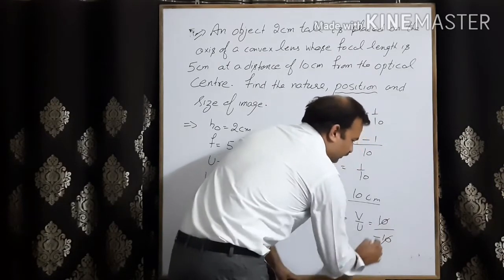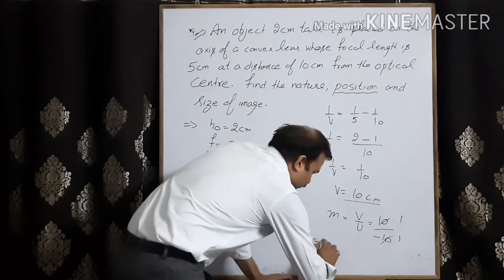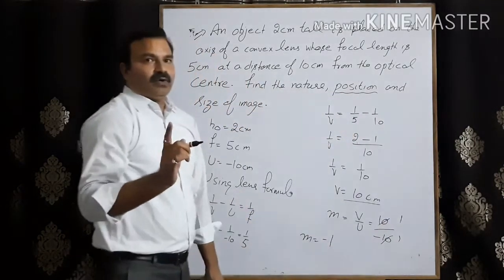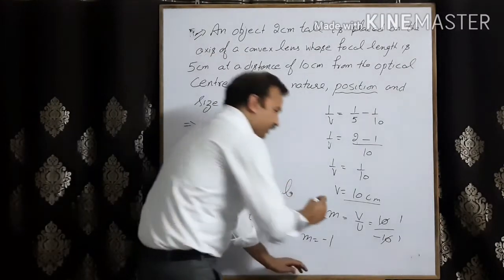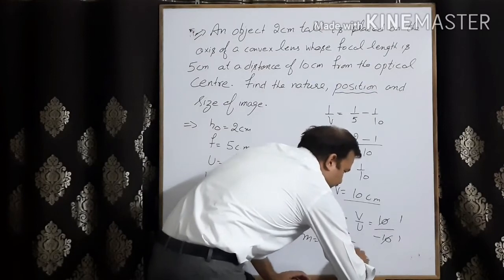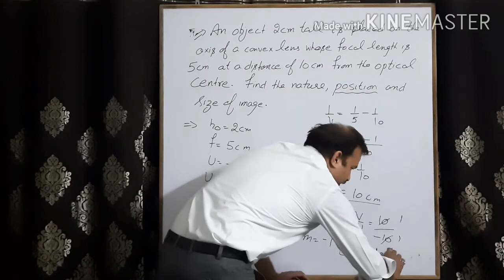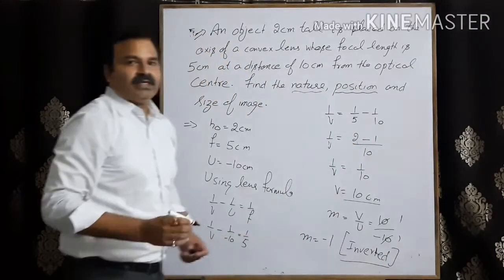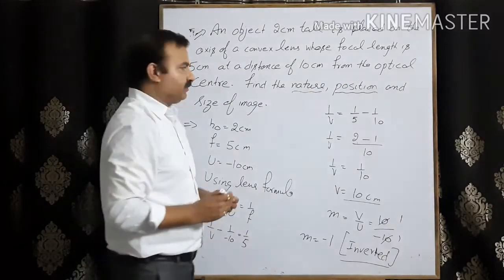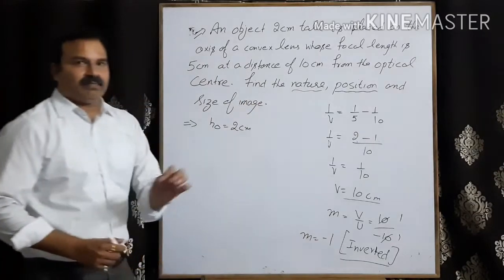Now 10 cancels with the 10. So what is the magnification? Magnification comes out to be minus 1. Now remember, if magnification comes out to be minus, it means the image is inverted. So what is the nature of the image? Nature of the image is inverted. Now we got the magnification, M is equal to minus 1, so the image is inverted.